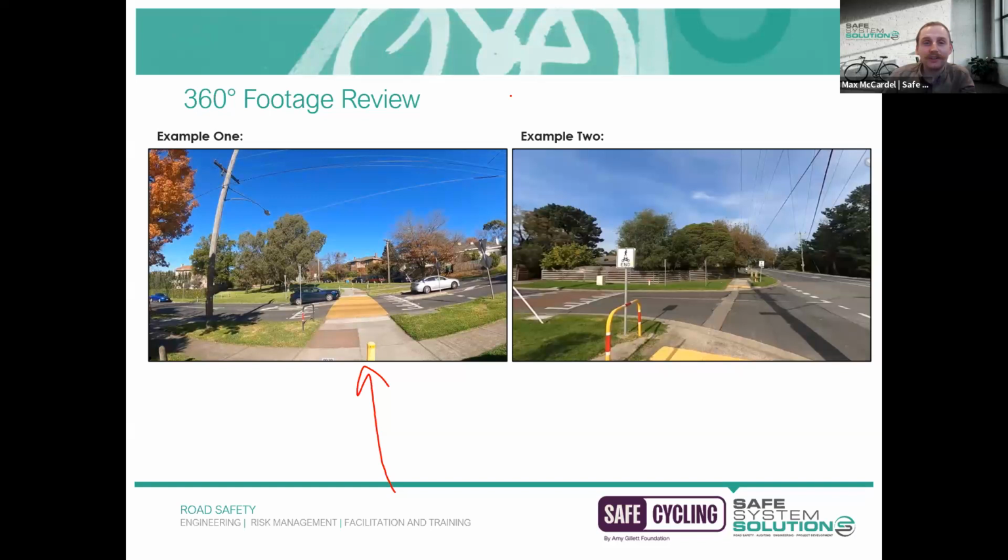So we've got these two different scenarios, two different examples of shared paths crossing roads. Example 1 on the left, example 2 on the right. Question is, which example shows best practice design for a shared path crossing a road? I'll give you 20 seconds to have a go with that one.